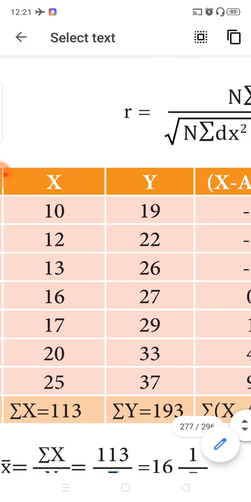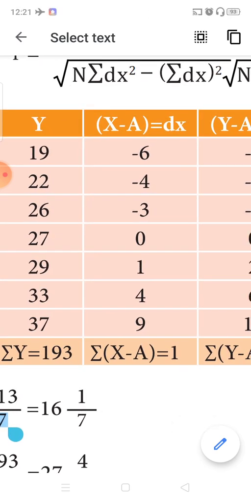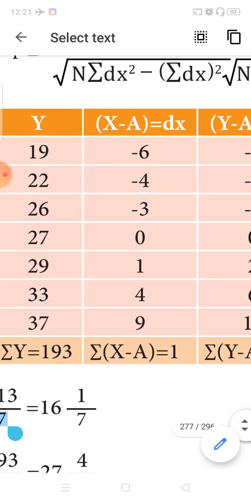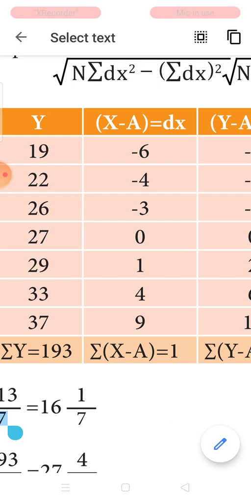Now we need to find dx. Dx is x minus a. A is nothing but 16, the assumed mean that we found out now. That we found out 16 1 by 7. The value which is close to it is 16 itself. We can take 16 itself.